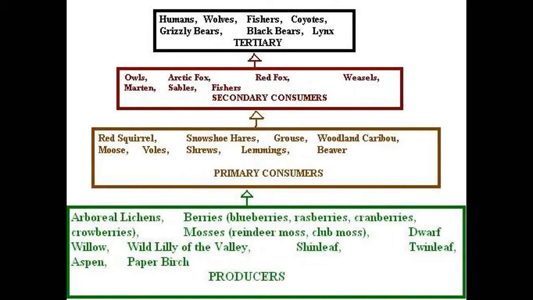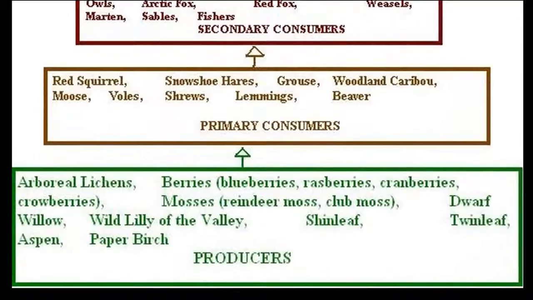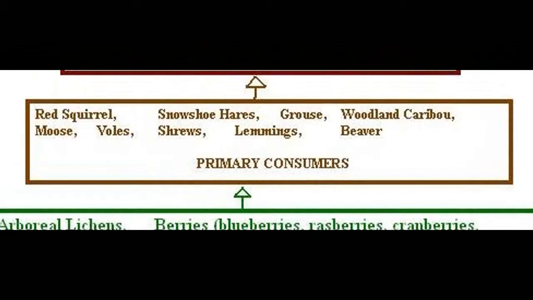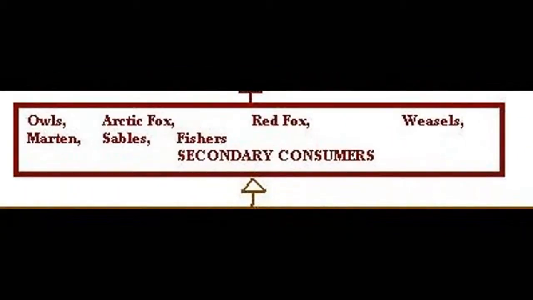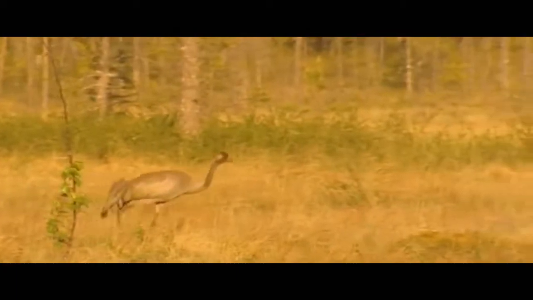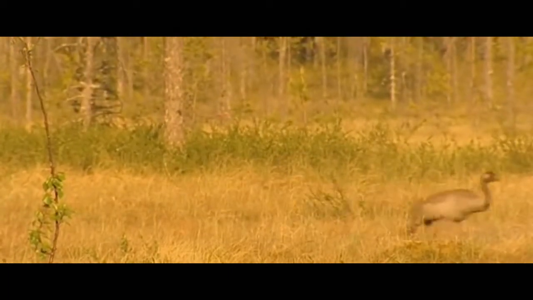Now here is an energy pyramid. At the bottom, you see the producers, which include some mosses, some berries. And right above it are primary consumers, which consume the producers. They include some red squirrels, some lemmings, and caribou. Secondary consumers, which is right above the primary, include owls, Arctic fox, and red fox. Tertiary, which is the top of the food chain in this area, includes some wolves, some coyotes, and some grizzly bears.